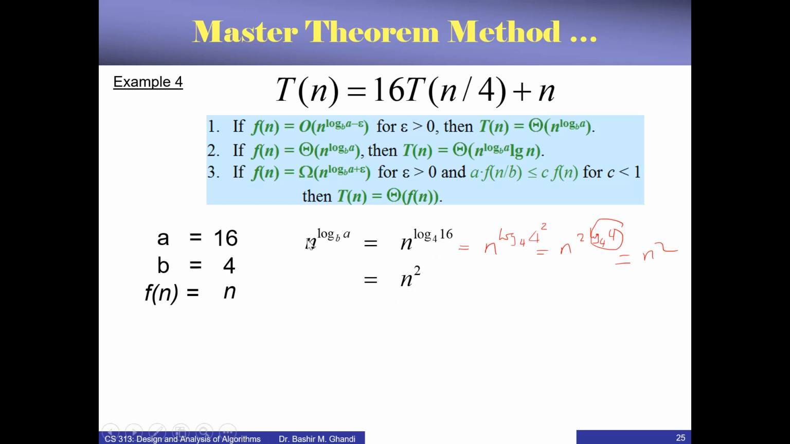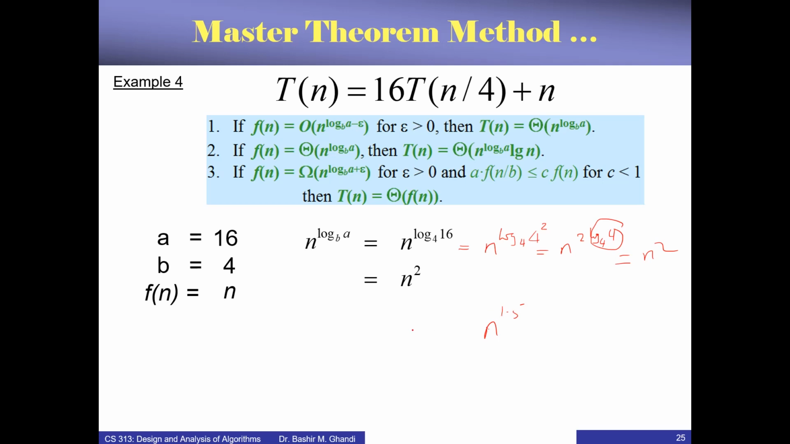So we have found n to power log of a to base b. The question is, which is bigger? Is this bigger or f(n) is bigger? Those are the two functions we will be comparing. So clearly the n squared, of course, is bigger, because even if we subtract something very small from the power of n here, for example, let's say epsilon is half, then we will still have n to power 1.5.